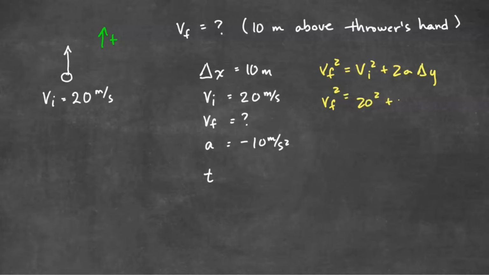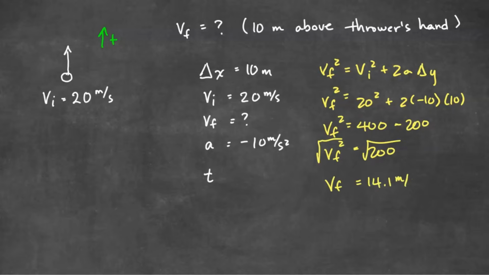We're going to substitute the known variables and solve for the unknown VF. Don't forget to square root because VF is squared, and we get that VF is equal to 14.1 meters per second. Next, we're going to take a look at projectile motion.